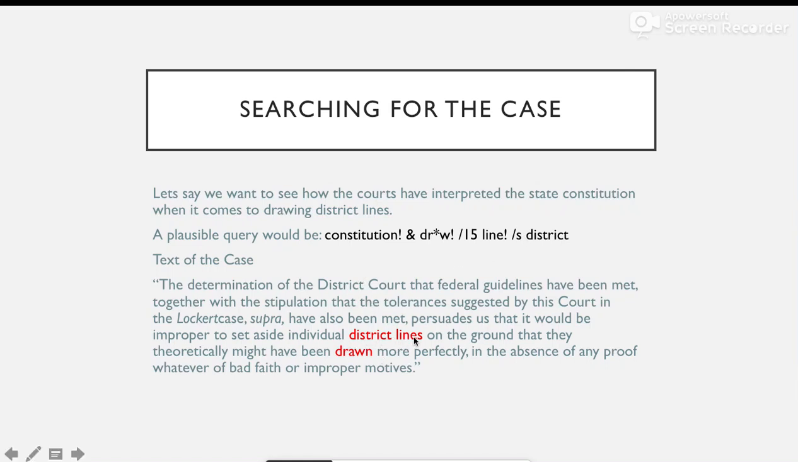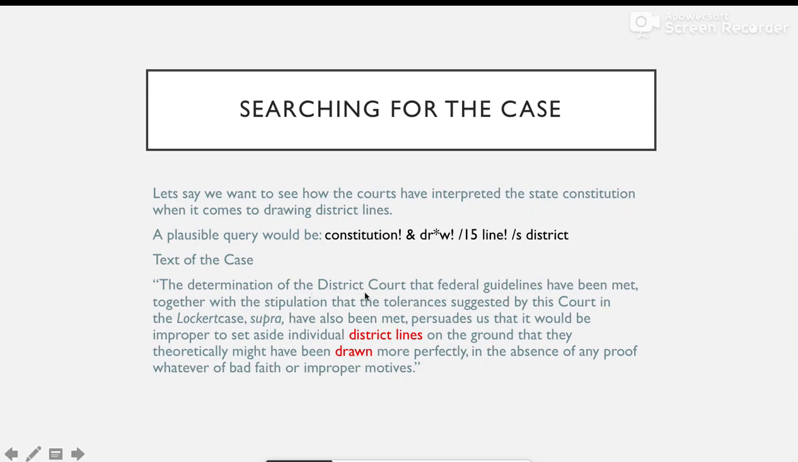Now, these are right next to each other. In hindsight, I could have put district lines in quotation marks, which we'll talk about later. But obviously, when you're searching, you don't know what the configuration is going to be. It's not necessarily going to say district lines. It could say lines of districts or lines of the districts. So we wanted to make sure it was just within the same sentence, because that's going to be precise enough without being too precise.